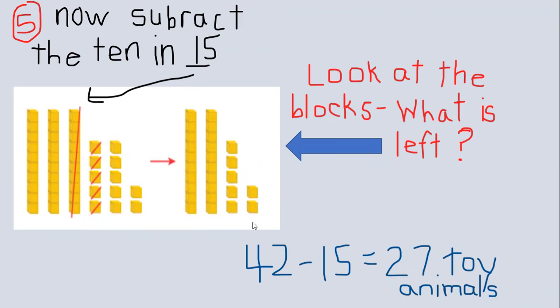Well, that's my answer. She had 42. See, she gave away 15. Marked through the blocks. And she now has 27 toy animals left. So I went back in, I completed my equation, I labeled it. I forgot to circle it. Don't forget to circle it.